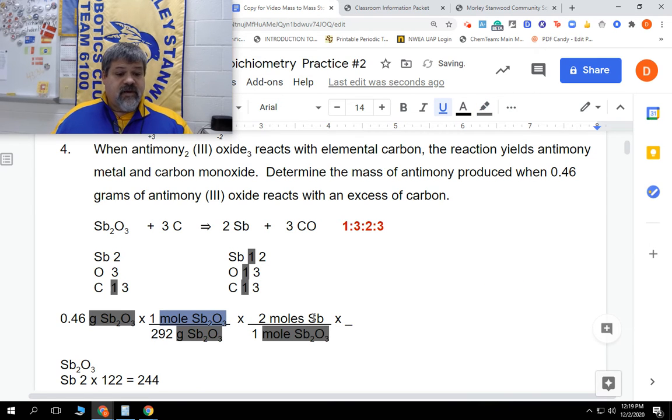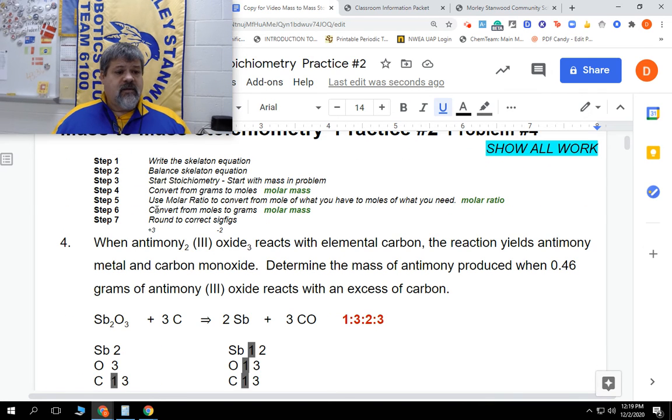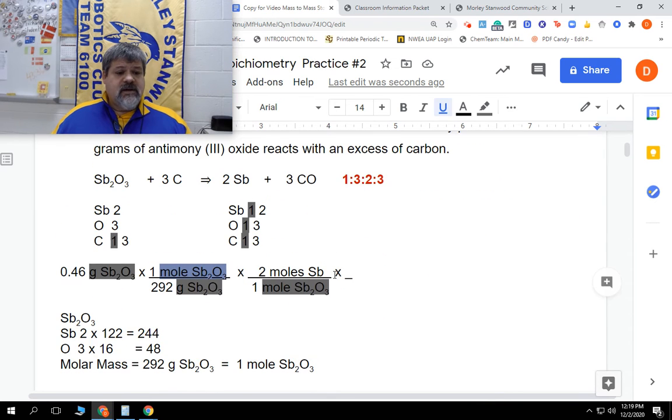And I'm left with moles of antimony. Well, I don't need it in moles, I need it in grams. So again, to change from moles to grams, we're going to use molar mass again. And again, that hint is up here and this here. So to convert from moles to grams, we've got to use molar mass. So we're going to put down molar mass.